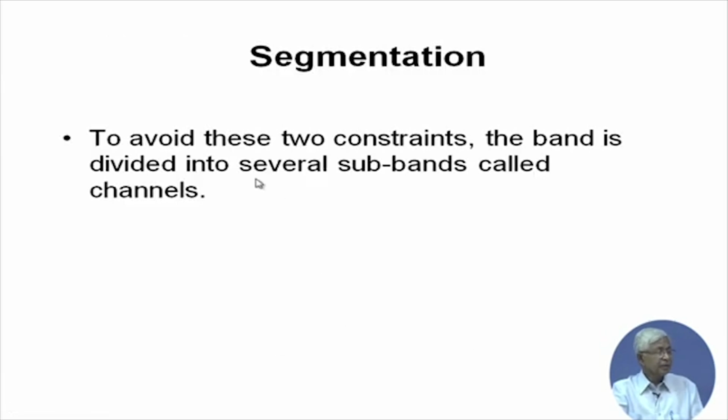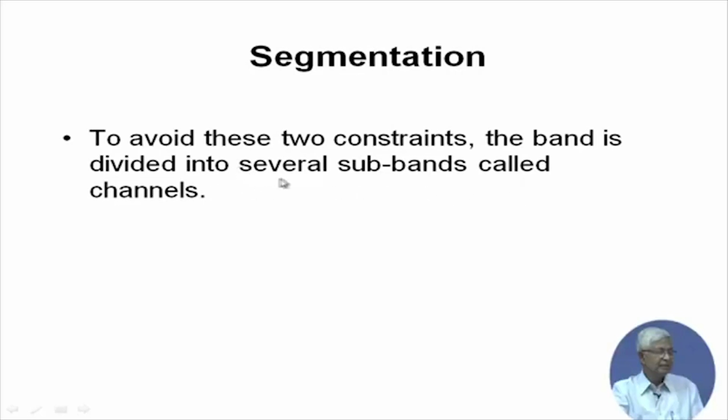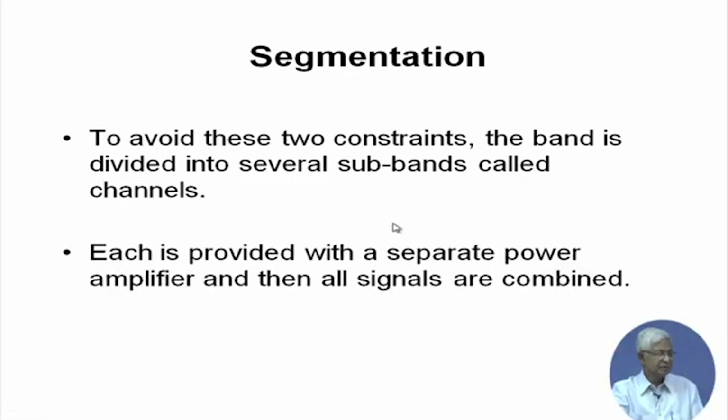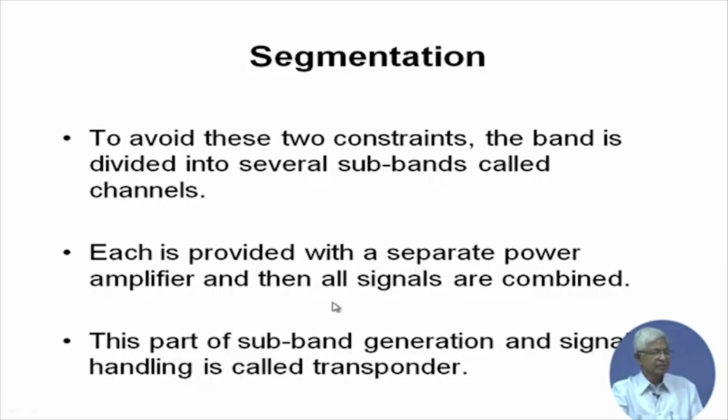So, therefore, these two problems of getting individual carriers at lower power as well as getting more noise: if you take a small number of carriers in each amplifier and then sum them up later, that could be one solution. In that case, each carrier in each amplifier will have much larger power. So, the band is then divided into several sub bands, which you call channels. Each is provided with a separate power amplifier, and then all signals are combined.